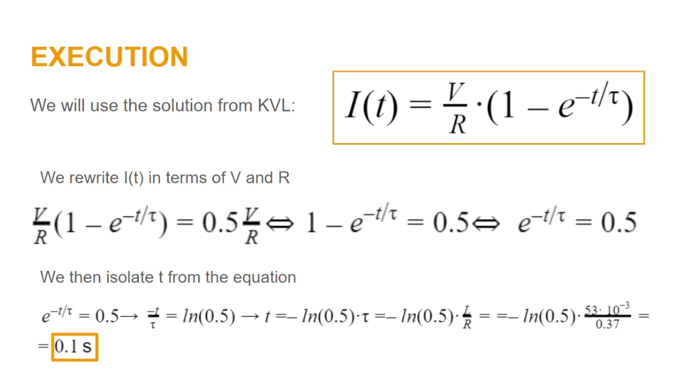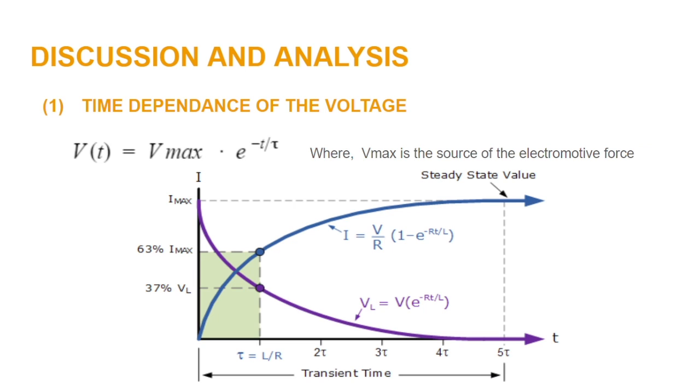Now, let's discuss and analyze other situations. We could be interested in the evolution of the induced EMF across the same inductor. Here, after closing the switch, the voltage is initially at its maximum, and it decays to zero as the current increases, or as time goes by, as we can see in the graph.